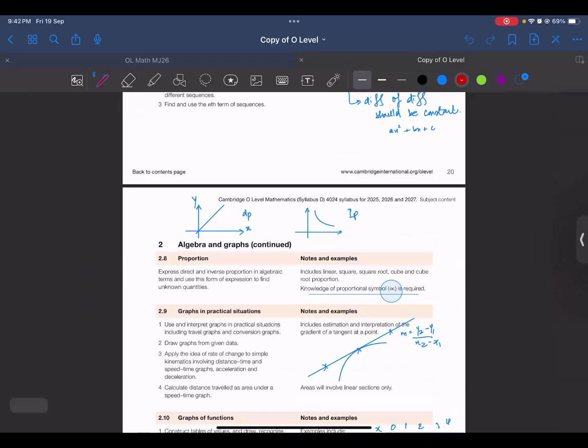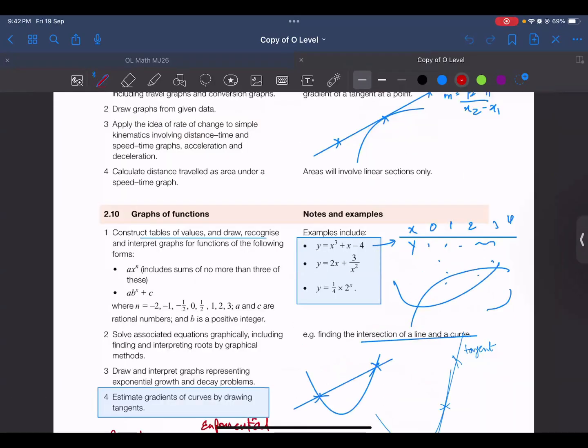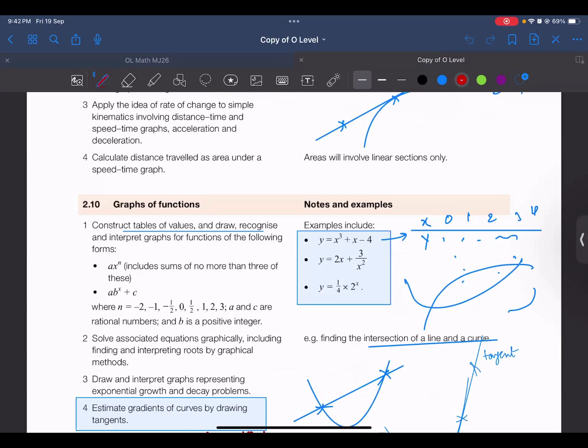Paper 2 or paper 4? Paper 2 in O levels or paper 4 in IGCSE.